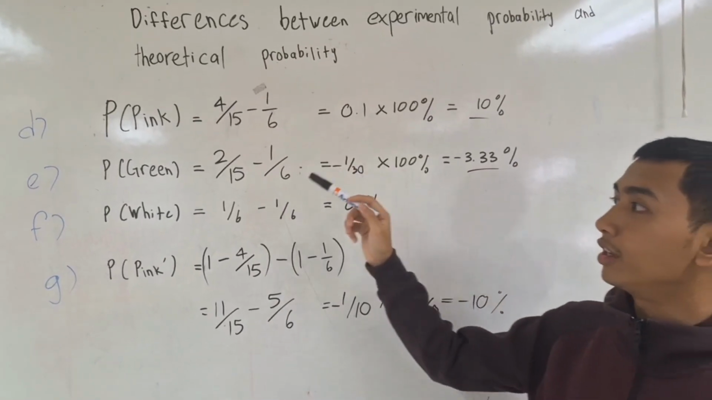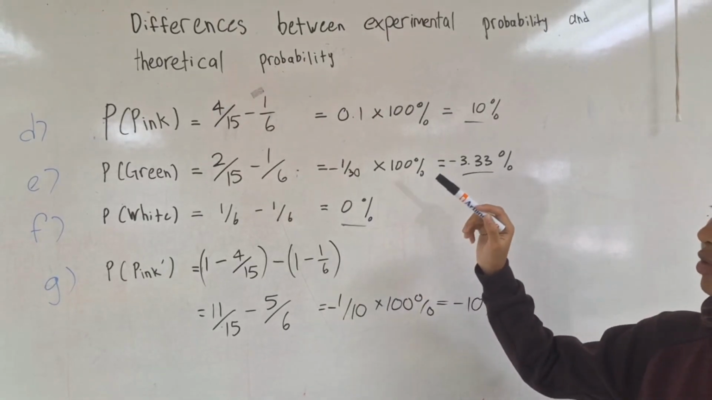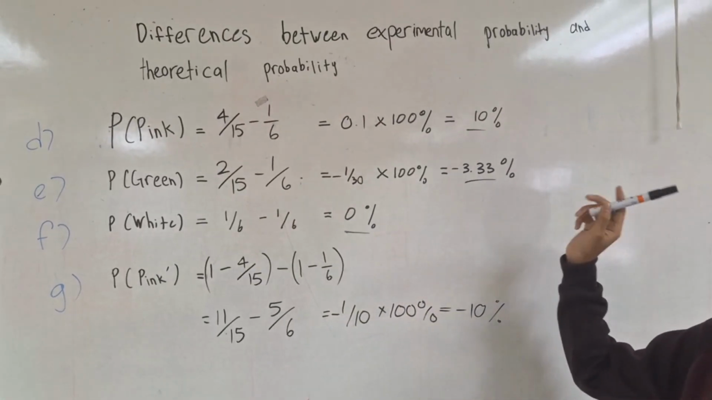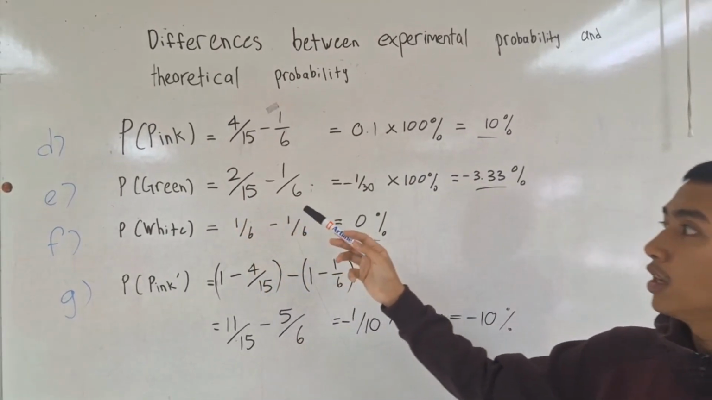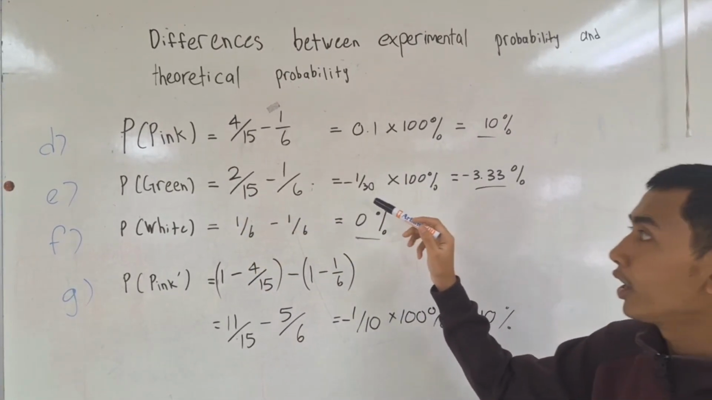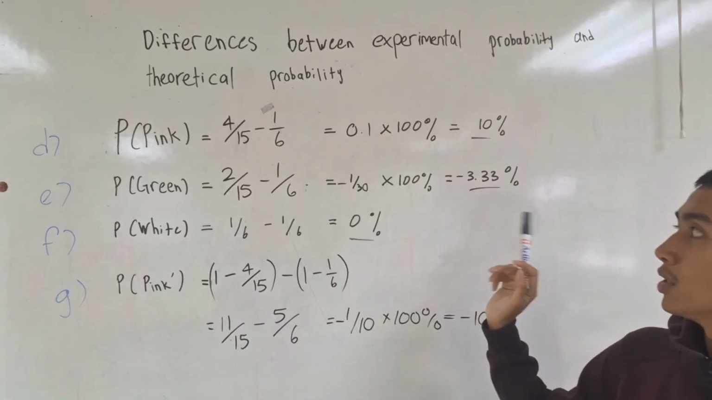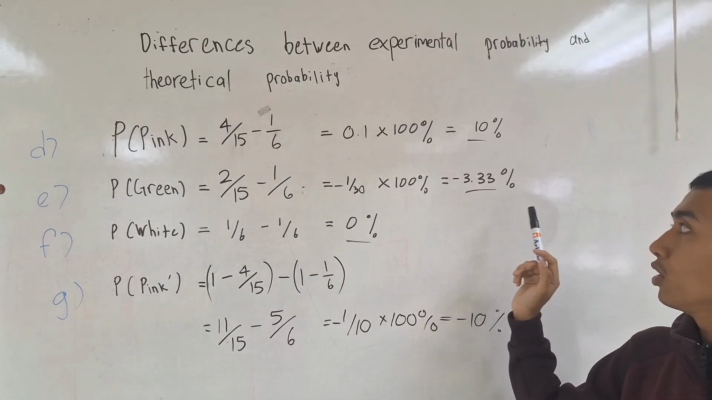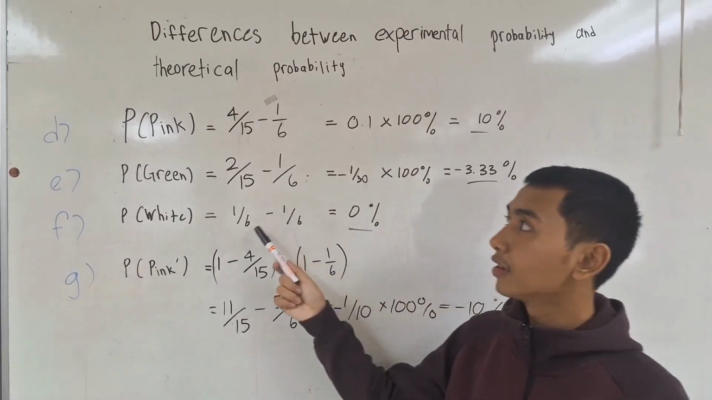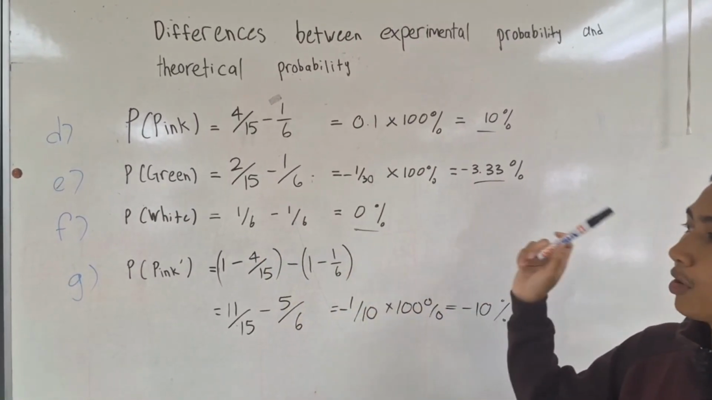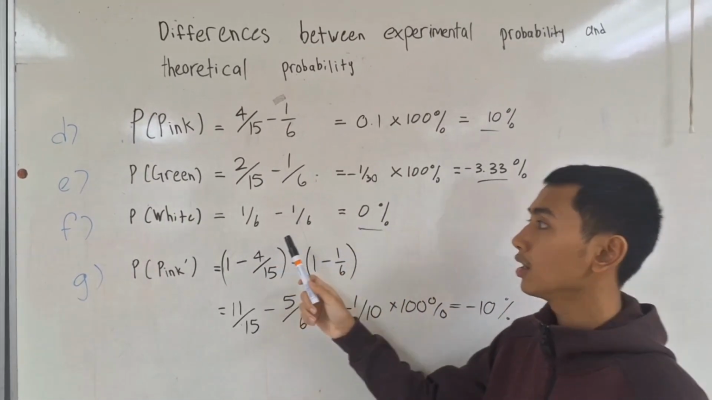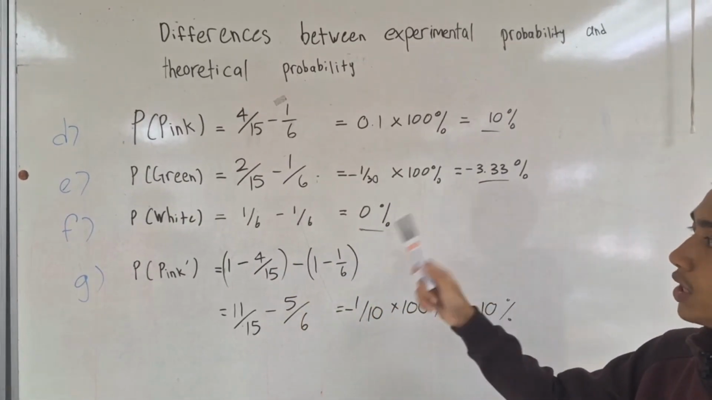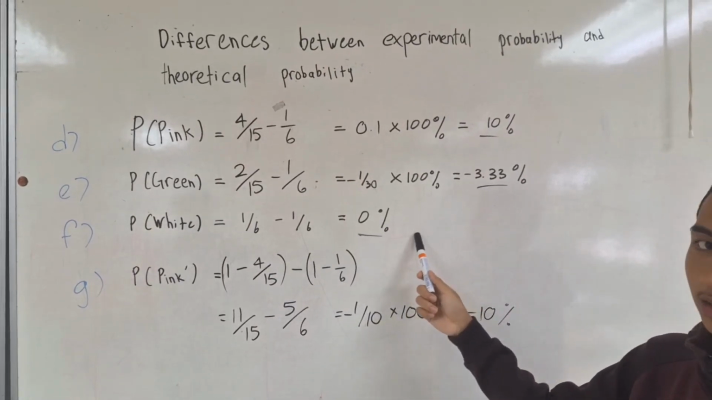For question E, the difference between experimental probability and theoretical probability of the spinner landing on the green section is 2/15 minus 1/6, which gives -1/30. Times 100%, we get -3.33%. For question F, the difference between experimental probability and theoretical probability of the spinner landing on the white section is 1/6 minus 1/6, which gives 0%.